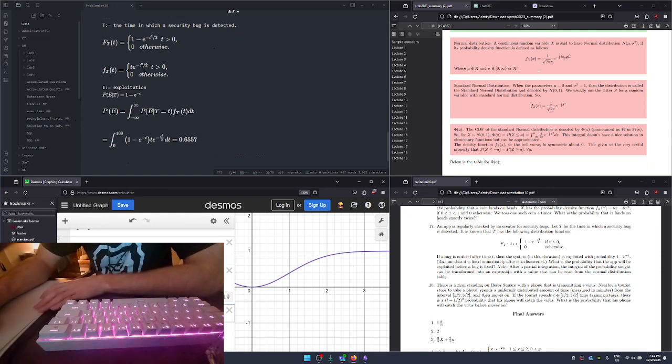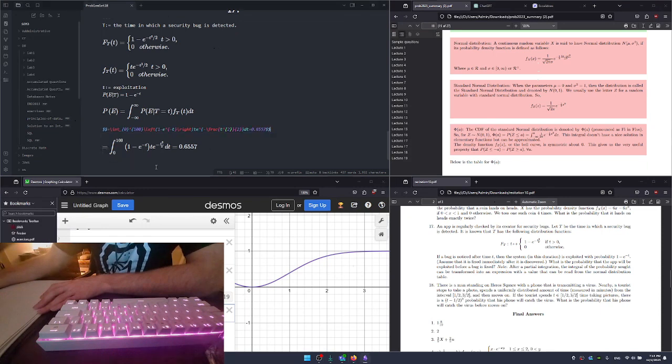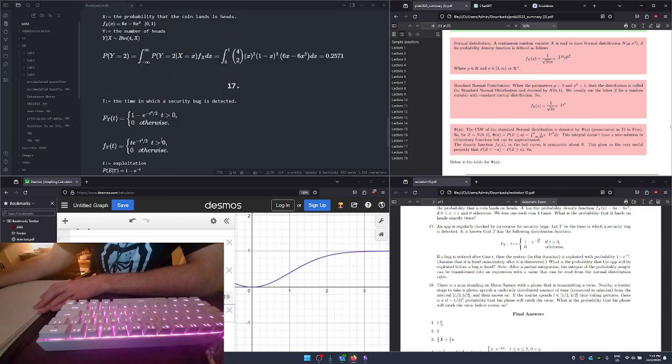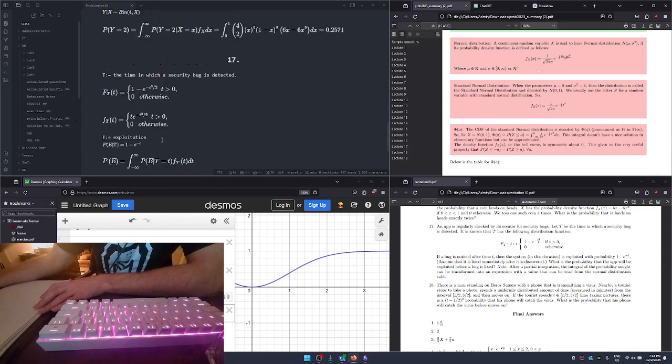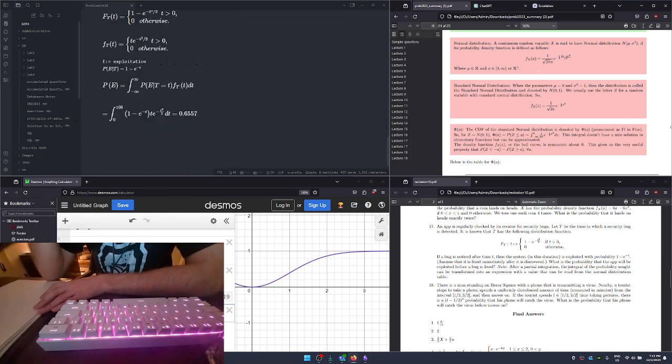So there is a man standing on Hero Square. So we have a man standing at Hero Square with a phone that is transmitting a virus. A tourist stops to take a photo and spends some time. Okay. So I can calculate it like this, but I cannot do a partial integral and look for this function in there. If something doesn't come out, I'm probably making some mistake, but I'll ask the professor.